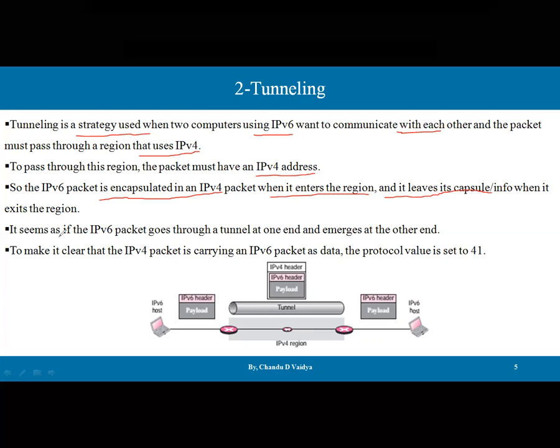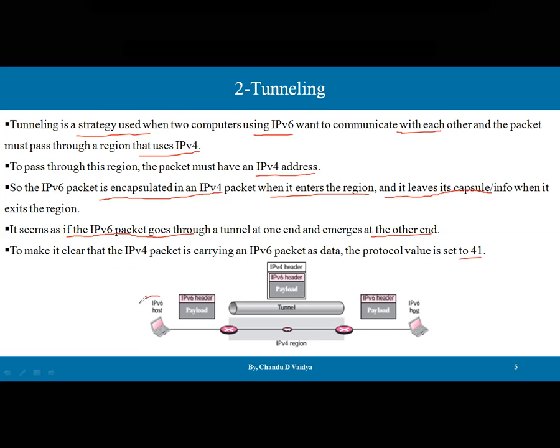It seems as if an IP version 6 packet goes through a tunnel at one end and emerges at the other end. To make it clear, an IP version 4 packet is carrying an IP version 6 packet as data. The protocol value is set to 41. So what do we mean by tunneling, guys?